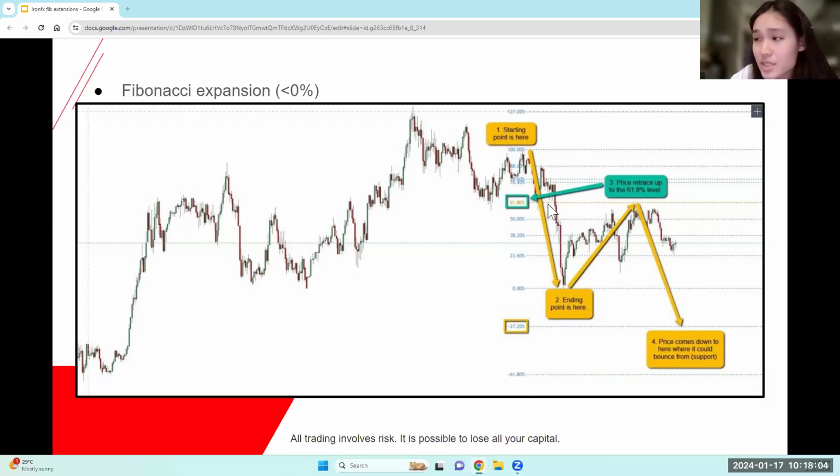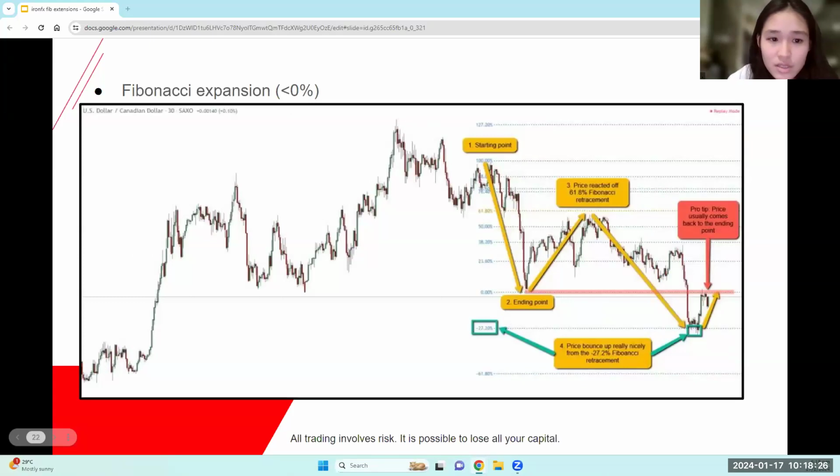In this example, we can see the 61.8% lines up with this swing high here. So we're expecting price to bounce off of the 61.8% level, and we're projecting it to hit down towards the minus 27.2%. And you can see this is the outcome of that. So you really have confirmation that price is going to hit downwards once price breaks out of your initial ending point, which is at point 2.